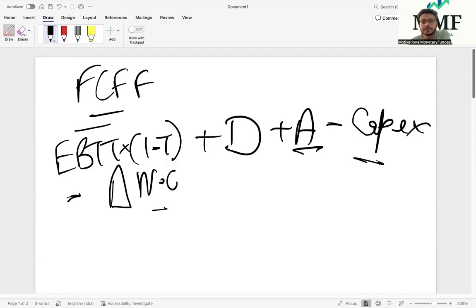What is capex? Capex is your capital expenditure, right? And that's the reason I told you why initially the startup companies or new age companies are loss making companies, because they spend much of the money towards capex. Their cash flows are negative, their profits are negative. Correct? So that is the thing.